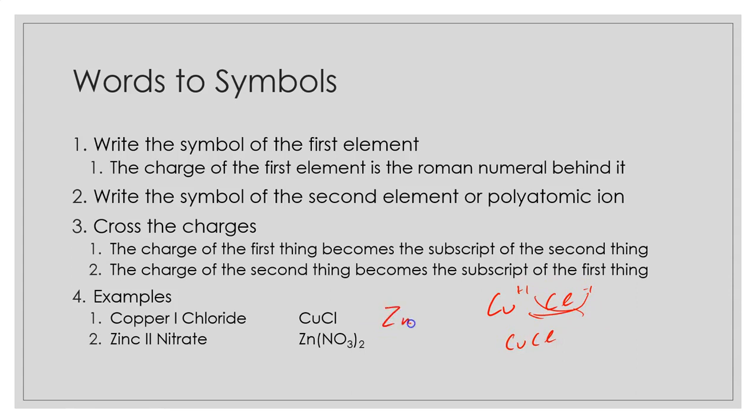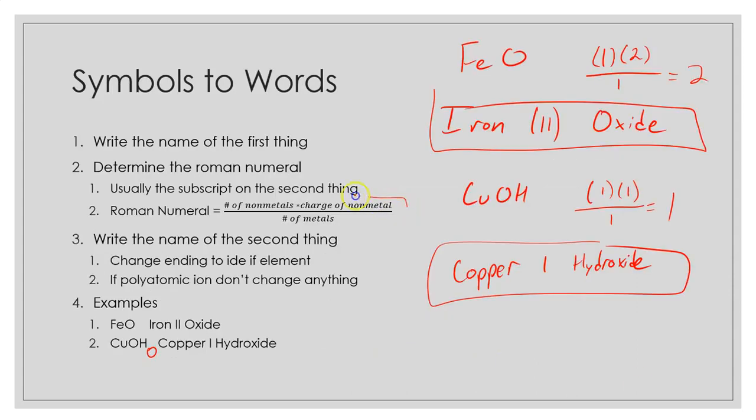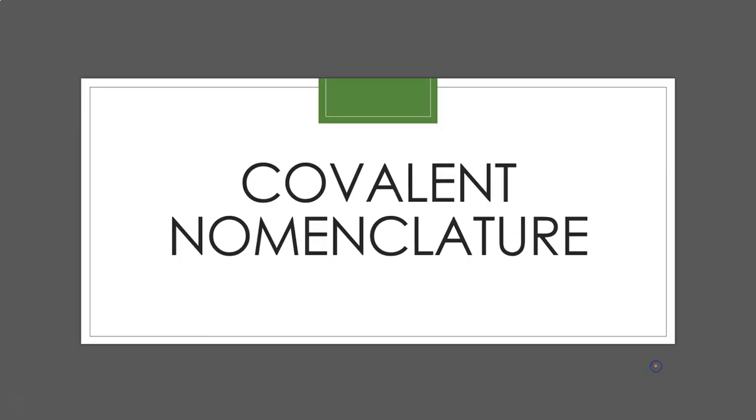We have zinc and then nitrate. Because it's zinc 2, the charge of zinc is +2, nitrate -1. We cross those charges, so this becomes Zn(NO3)2. So not too bad. The words to symbols on these are the same. The only difference between ionic and special ionic is we got to figure out what that Roman numeral is going to be.